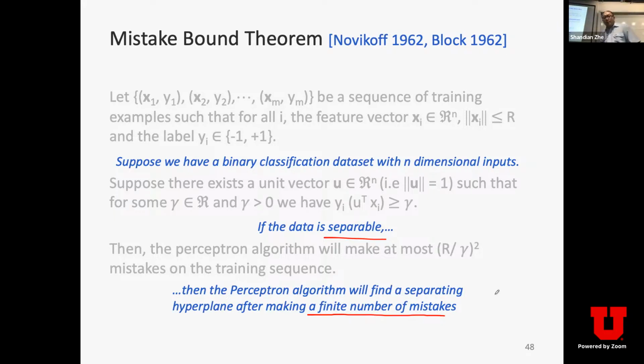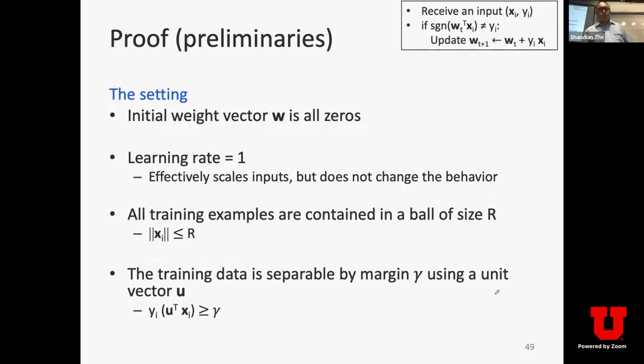Okay, so next we're going to prove this theorem. So here is the basic setting. In our perceptron, we're going to initialize our weight vector to be 0. For simplicity, let us assume the learning rate is simply 1, right? So we do not care about it.